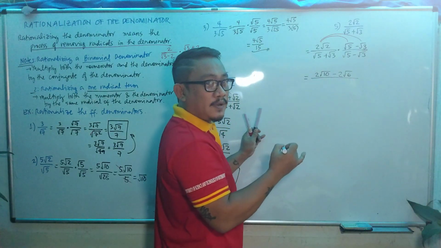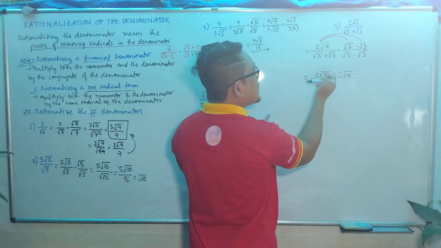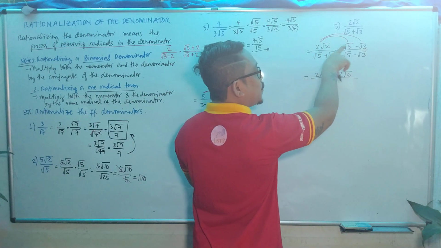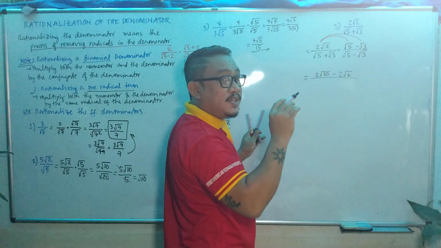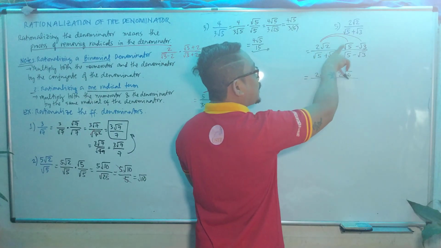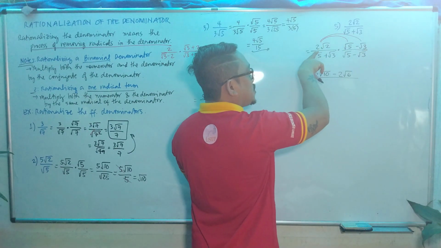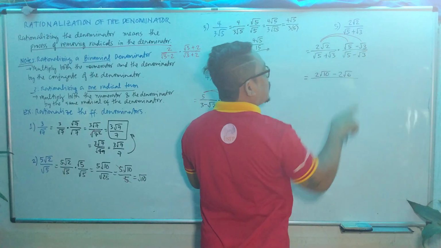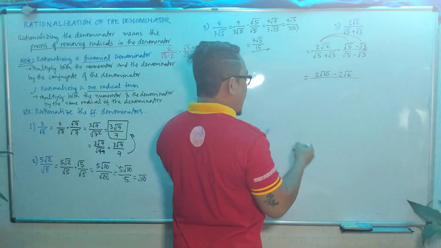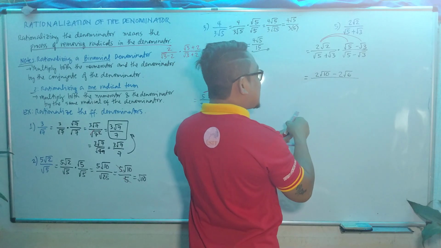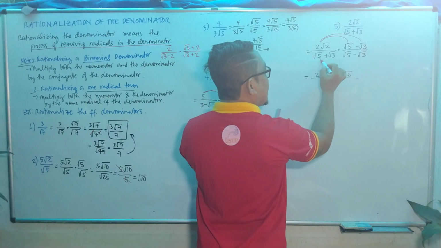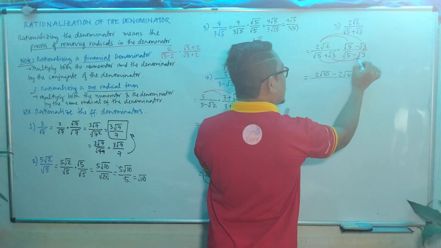Are you following, class? Okay. Again, we just distribute 2 square root of 2 to each term. Meaning to say, we multiply 2 square root of 2 to square root of 5, and 2 square root of 2 times negative square root of 3. So, this is the answer. Okay. We do the same in the denominator.